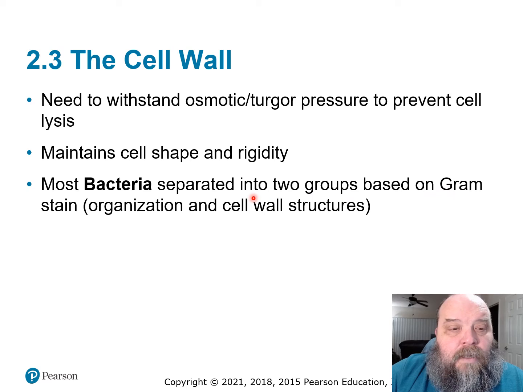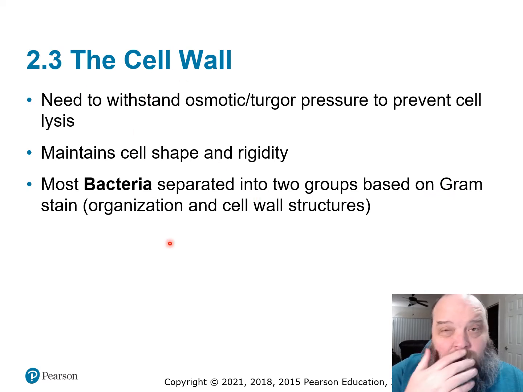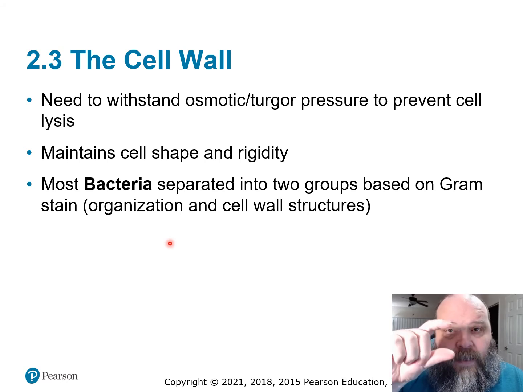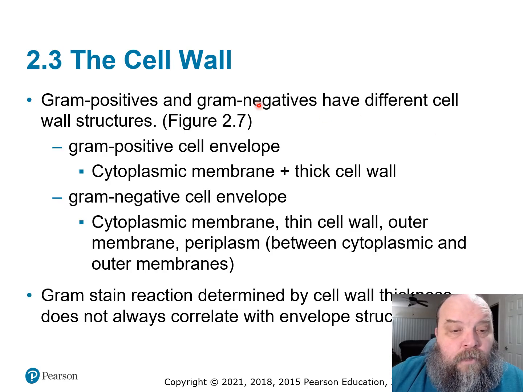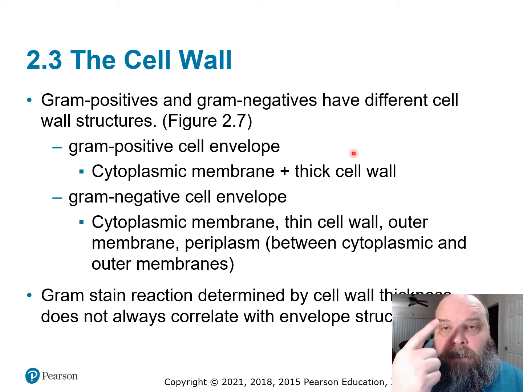And as I said, because of this cell wall, the majority of bacteria are going to have some form of a cell wall. It's just, is it thick or is it very thin? Gram positive, gram negative. The gram positives will have the cytoplasmic membrane and then a thick cell wall. Remember, that thick cell wall is what will retain the crystal violet / iodine crystals.